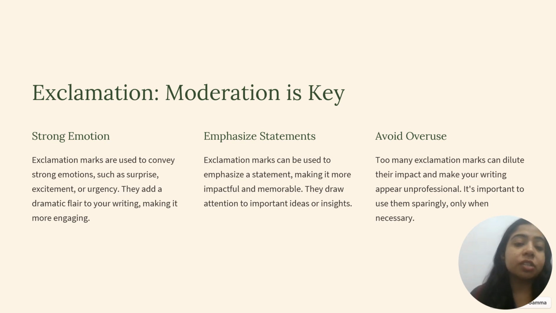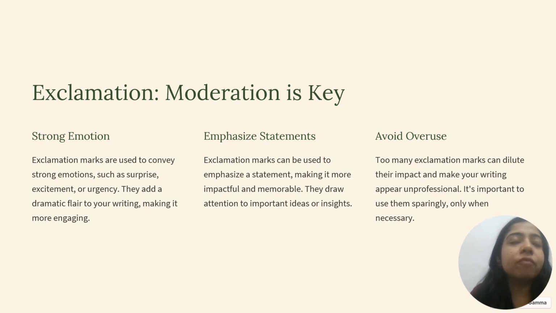So first it is written, it is used for strong emotion. So whenever you are presenting a strong emotion like a shock or awe, you like that thing so much, we use exclamation mark, like we say wow, bravo, so nice. Okay, after these words we use exclamation marks in exclamatory sentences. Okay, next is emphasize statements.